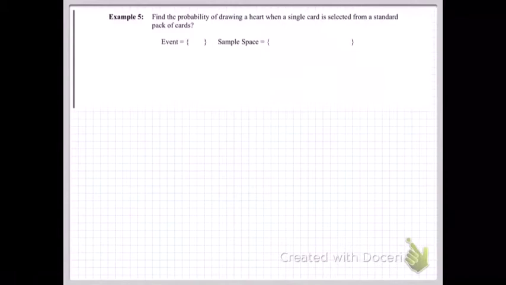Here's an interesting example. Find the probability of drawing a heart when a single card is selected from a standard pack of cards. Well, instead of listing all 52 cards, we can actually just list the suits. We're interested in drawing a heart, and there are 4 suits. So our sample space has 4 elements, and so in this example we can simply say the probability of drawing a heart is 1/4. The idea here is that each element in the sample space has an equal likelihood.